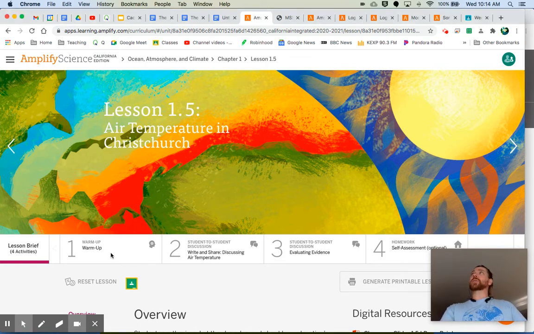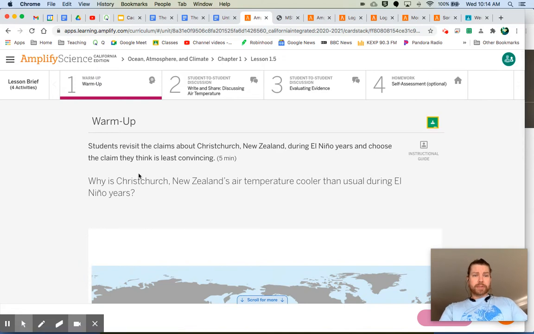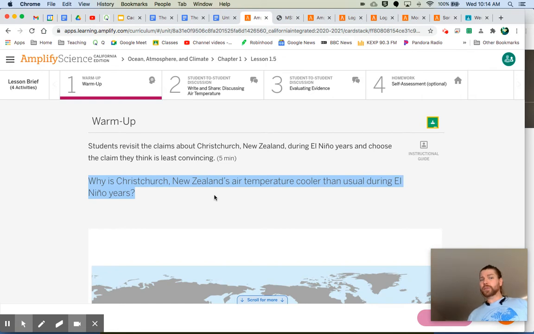For the warm-up, you're going to be looking at the claims again. So, why is Christchurch, New Zealand's air temperature cooler than usual during El Nino years? Remember, this is what we had originally asked, right? What is actually going on? We know that it is cooler. We looked at that evidence, but why?